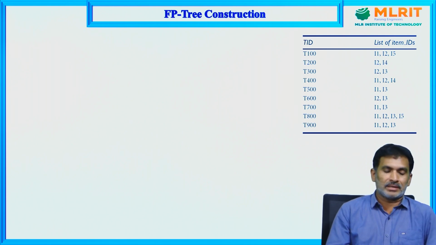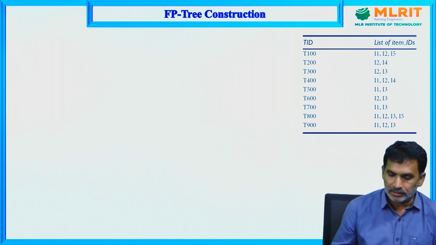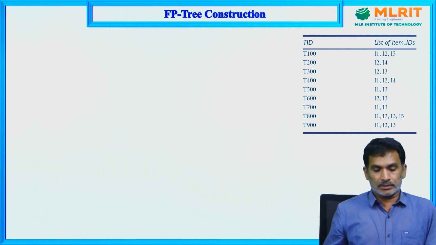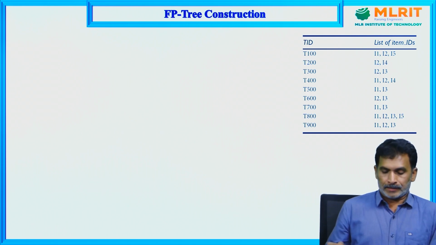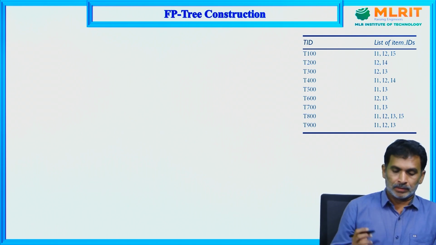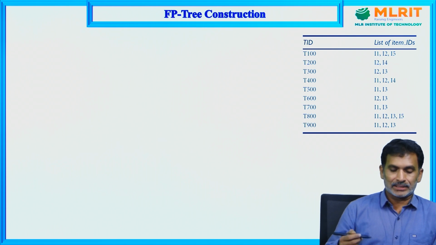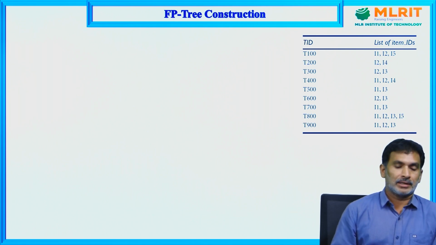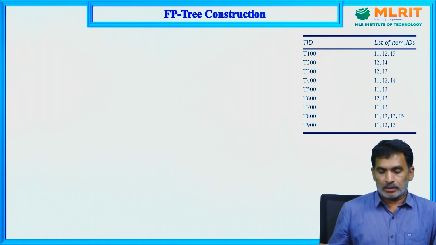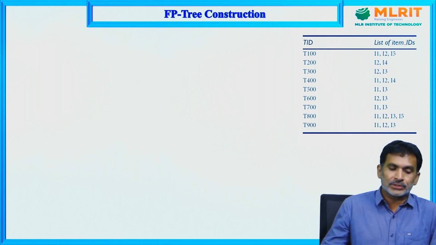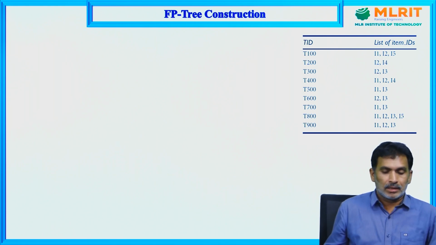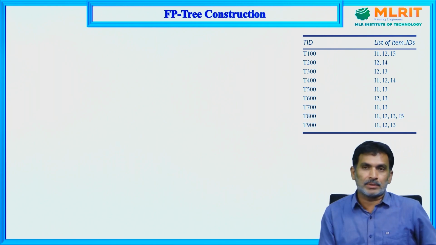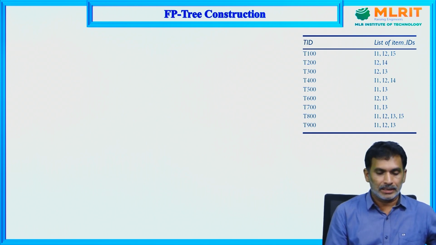So let us see how frequent pattern growth can be applied and how it avoids the candidate generation process. Let us take the same transactional database from the textbook. It has 9 transactions, with transaction IDs T100 to T900 and lists of items I1, I2, I3, etc. There are 5 items in total in this transactional database. Now let us understand how we construct the frequent pattern tree from it.